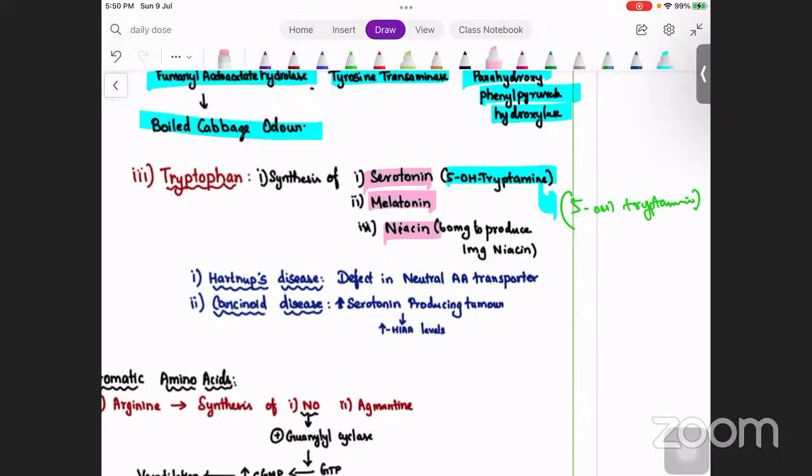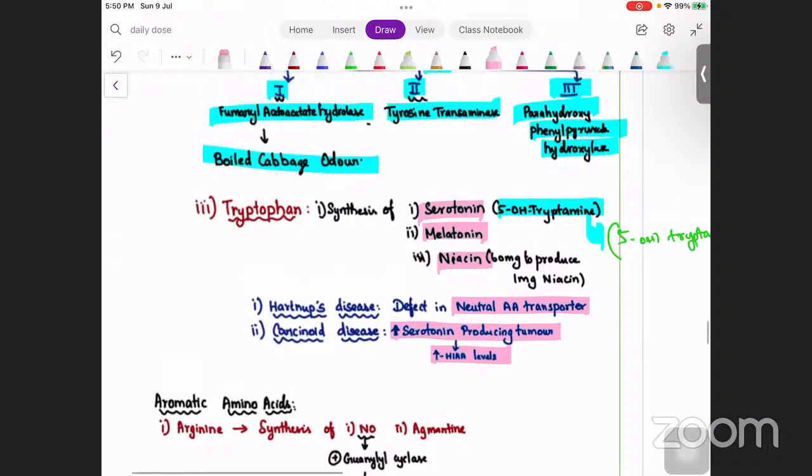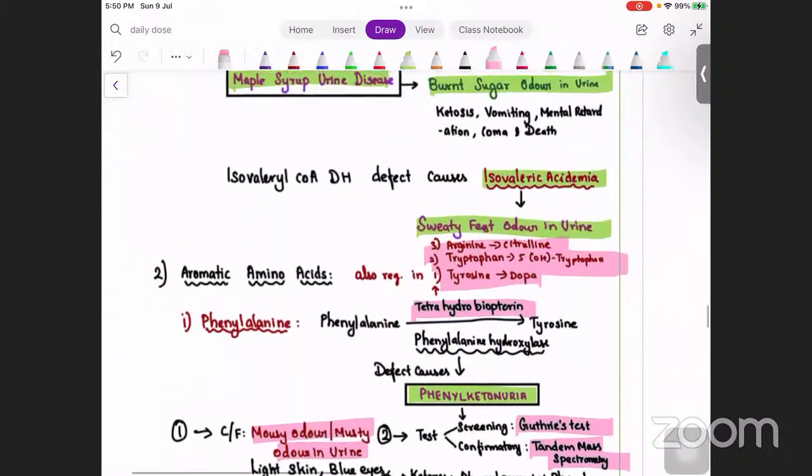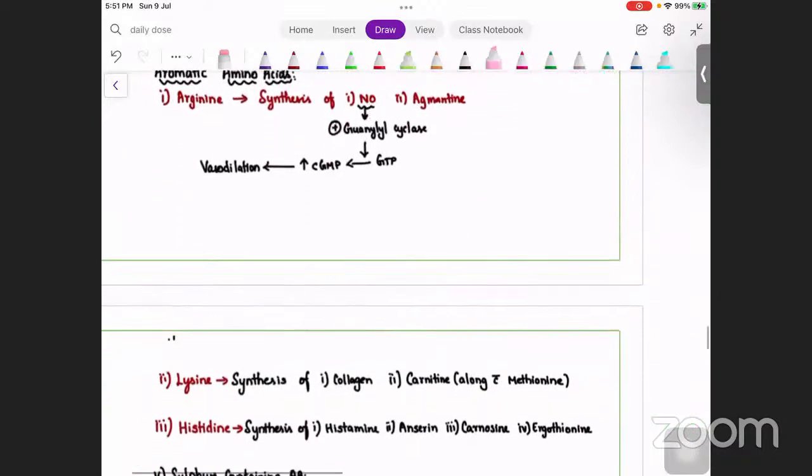Hartnup disease is due to a defect in the neutral amino acid transporter, while carcinoid is due to an excessive serotonin-producing tumor, where you see an elevated hydroxyindoleacetic acid level. Elevated hydroxyindoleacetic acid levels you may see in carcinoid syndrome. So this is all about the aromatic amino acids, people.